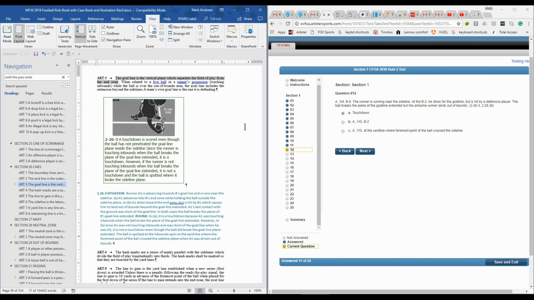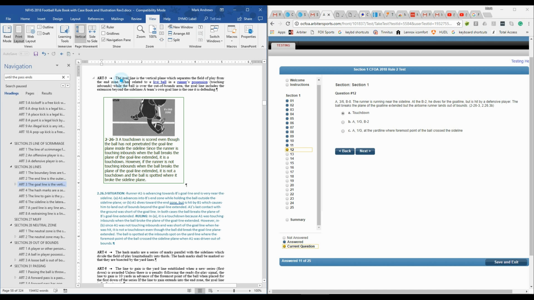If you think of the line to gain as a vertical plane, as a waterfall, that ball gets wet, then we have a first down. But I digress. Okay, so we're talking about goal lines. So let's continue with the definition.